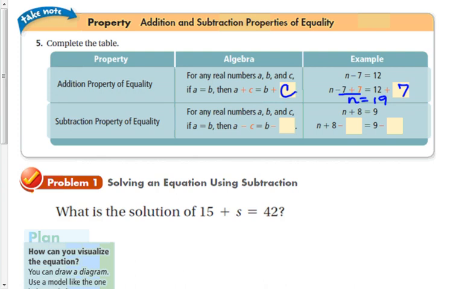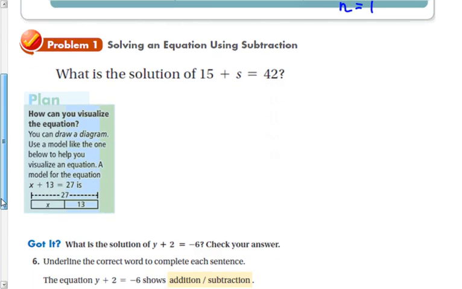And it also works for subtraction. a minus c is equal to b minus c. So if I subtracted 8 here and subtracted 8 here, I would get n minus 8 is 0, n plus 0 is n, and that's equal to 1. That gives me an answer that I know exactly what n is equal to. So that's the idea behind these problems here.